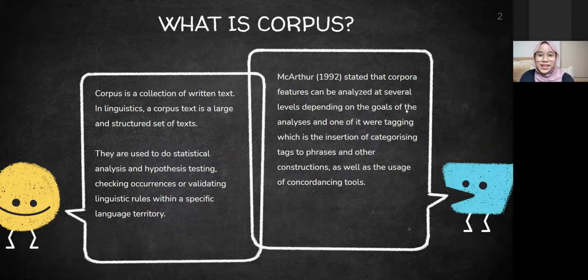Okay, corpus is a collection of written text. In linguistics, a corpus text is a large and structured set of texts. They are used to do statistical analysis and hypothesis testing, checking occurrences or validating linguistic rules within a specific language territory. MacArthur 1992 stated that corpora features can be analyzed at several levels depending on the goals of the analysis, and one of them was tagging, which is the insertion of categorizing text to phrases and other constructions, as well as the usage of concordancing tools.